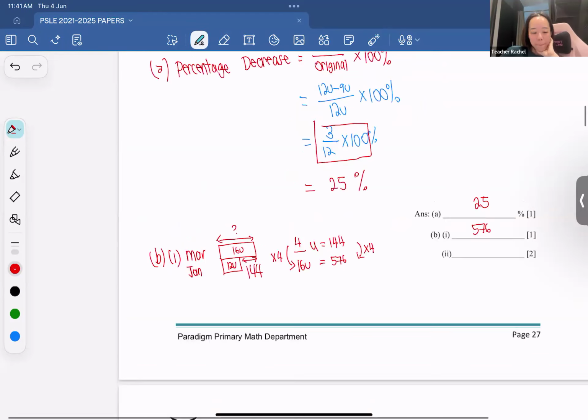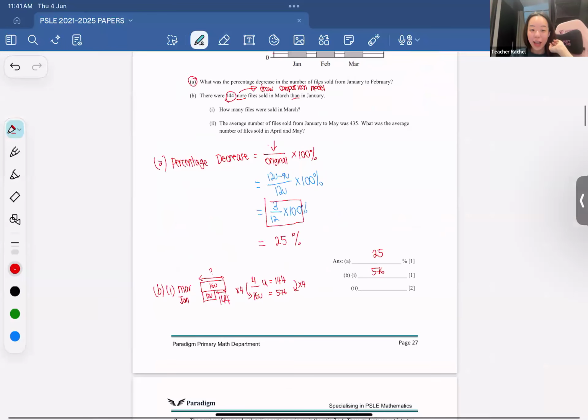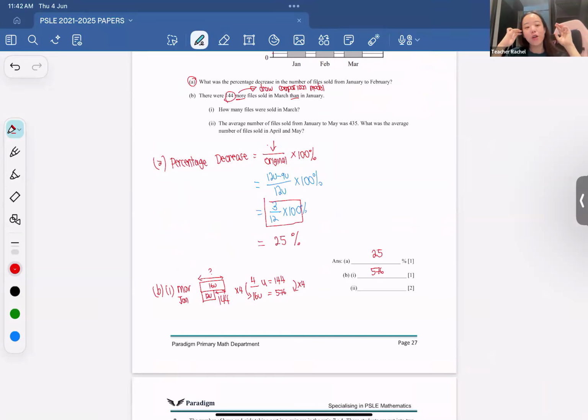Then, okay, question B is also another average question. So you see a graph, right? Graph questions, they like to test average. So usually graph and average are together. The average number of files sold from January to May was 435. So earlier we learned about average, right? Can you remember if I give you the average, how do I find the total? Which means that on average, every month is 435. January 435, average of February is 435, March 435. On average, every month is 435.